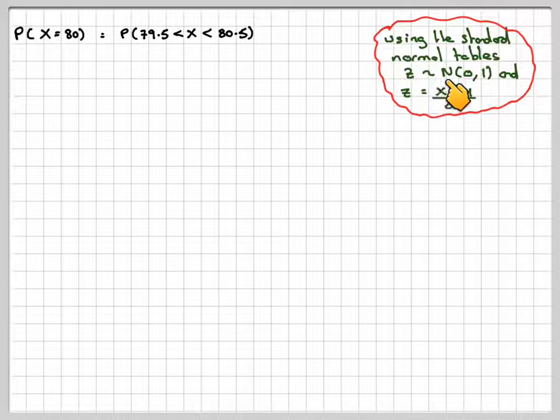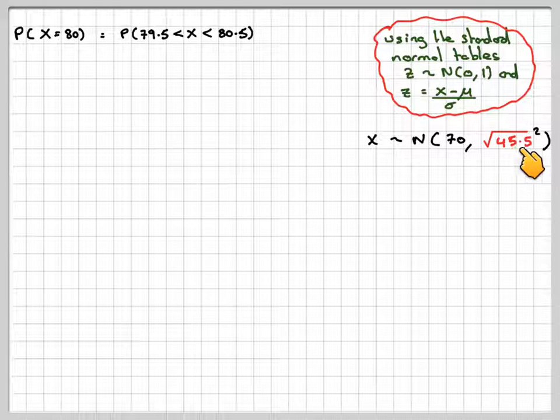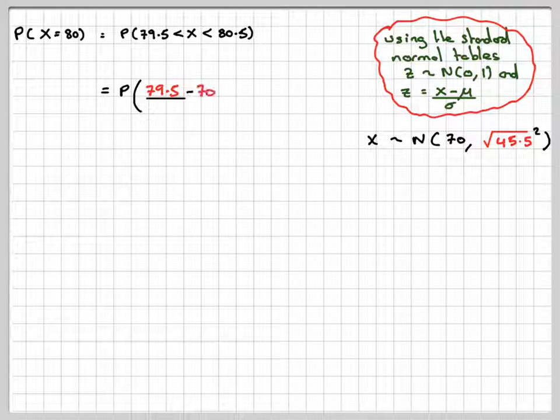where Z belongs to a normal distribution, mean of 0 and standard deviation and variance of 1, we use the standardization formula: X minus the mean, divided by the standard deviation. And then we get that X is normally distributed with mean 70 and variance the square root of 45.5, squared. So applying this formula to each of these, we get the probability of 79.5 minus 70 divided by the square root of 45.5. So you can see why I've written it like that.